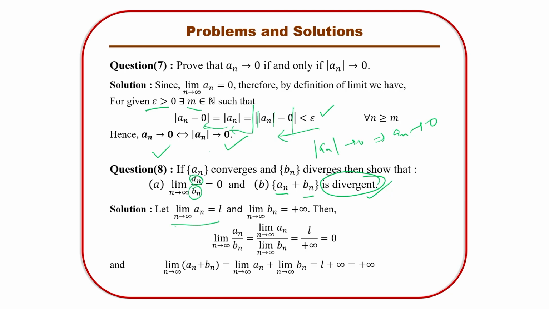Since aₙ is given as convergent, suppose it converges to L, and bₙ is diverging. For the time being, let us suppose that it diverges to plus infinity. Then for the limit of aₙ by bₙ, use the algebra of limits for quotients. This gives you L divided by plus infinity, which leads to 0. That's the first one. For the second, use the algebra of limits for addition. This is L plus infinity, which is infinity. That means aₙ plus bₙ is a diverging sequence.